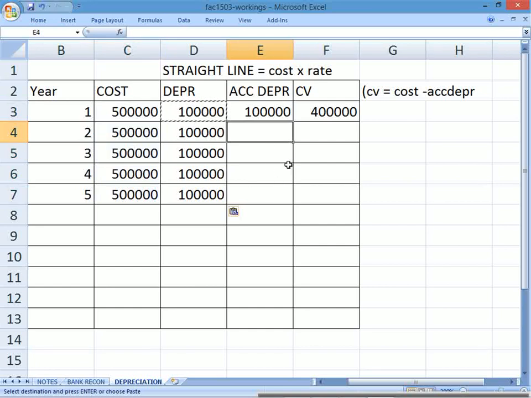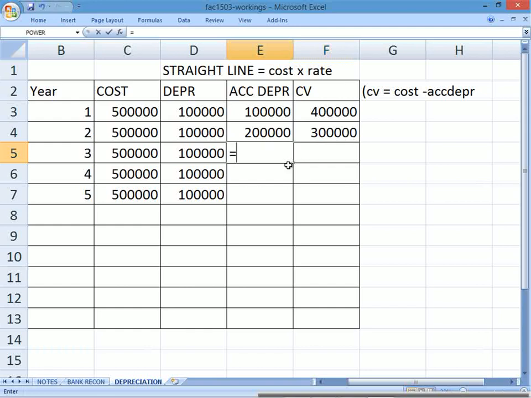Right, will the accumulated depreciation change? Yes. How much will I have after 2 years? Last year I had 100, this year I have another 100. Now I've got 200. So what's the carrying value at the end of year 2? 300,000, yes. The 500 minus the 200.